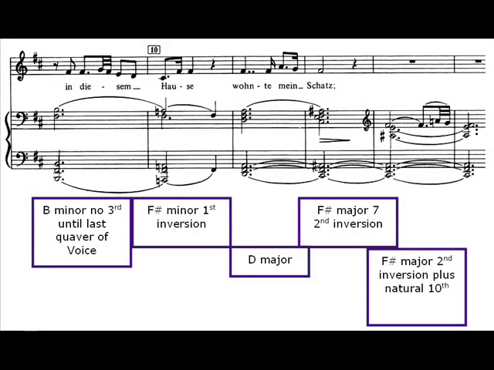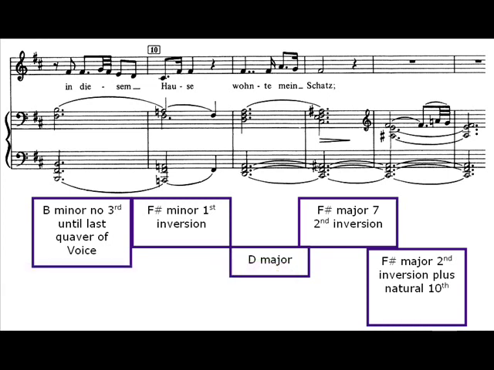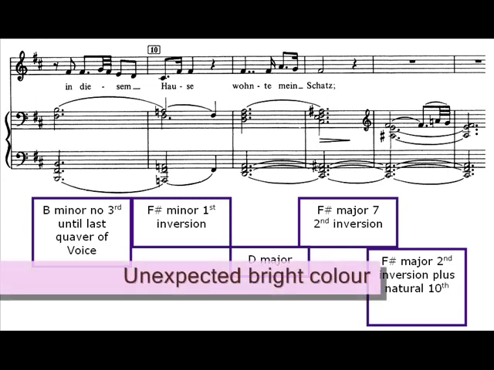Note how the incomplete B minor of bar 9 has no third until the last quaver of the voice. The F sharp minor in first inversion has the fifth in the voice, but only on a dotted quaver. D major chord is a new chord, followed by a complete F sharp major extended with the seventh, which is an E, in second inversion. Note that the D major chord is the only fully complete chord in root position so far, and is clearly chosen for its unexpected bright colour.